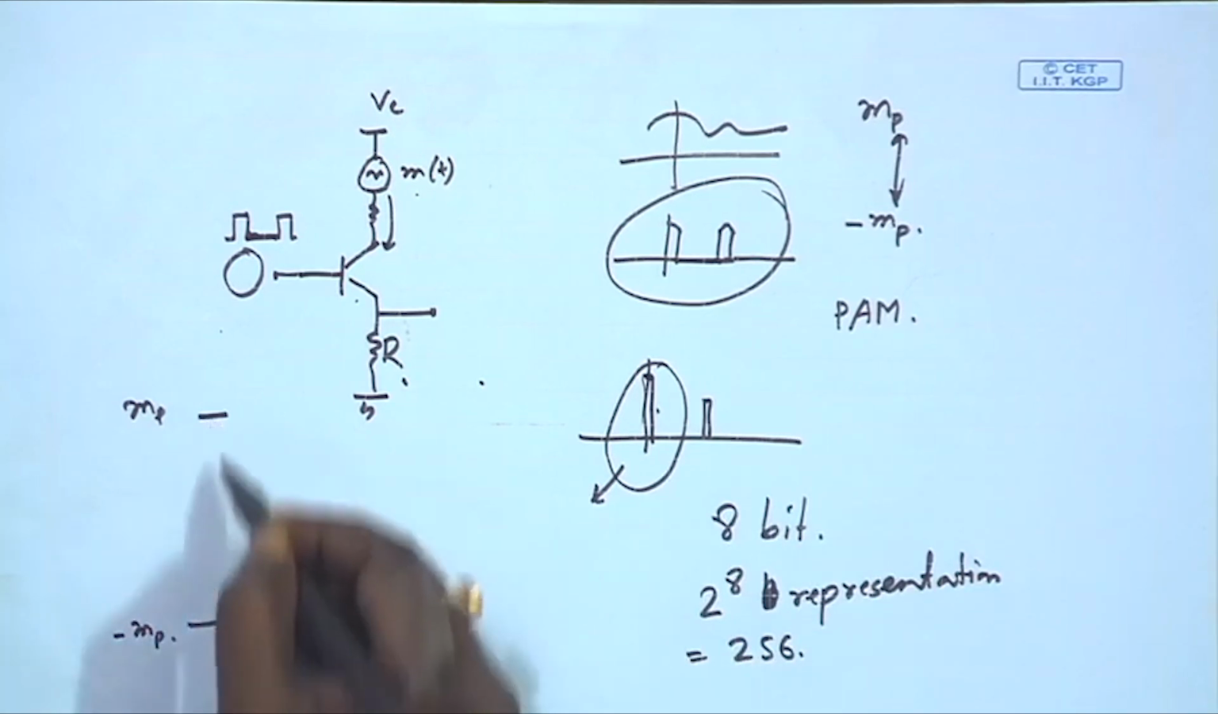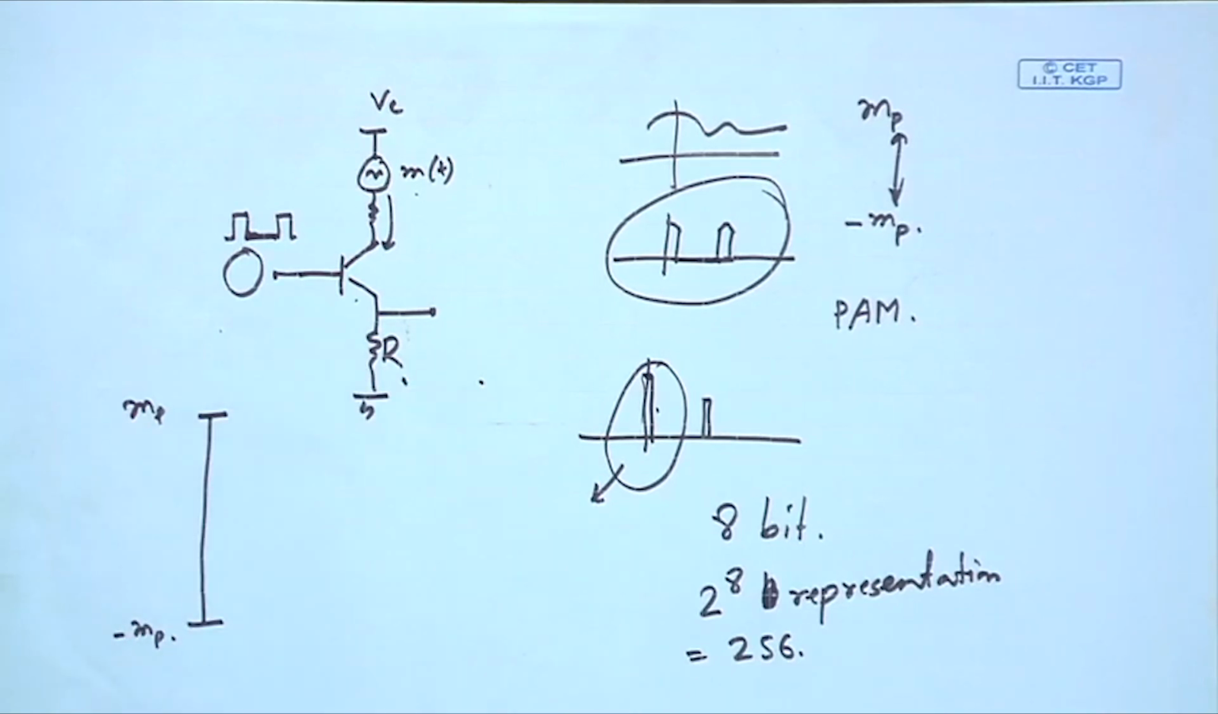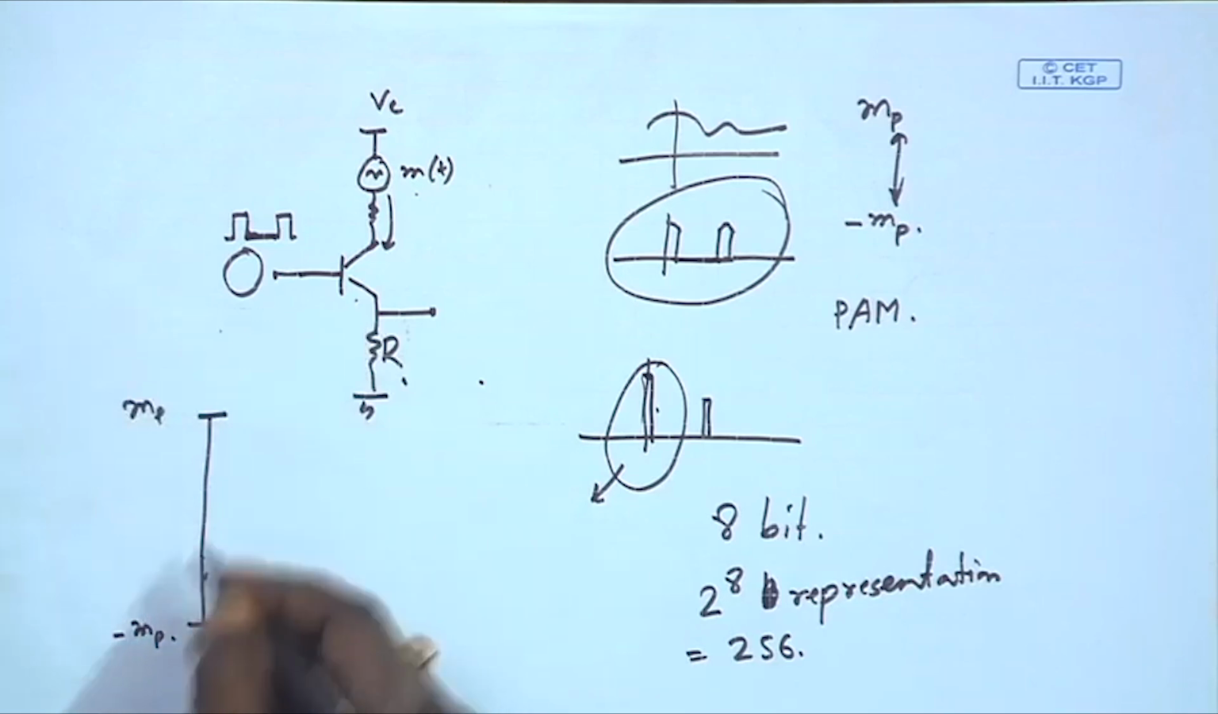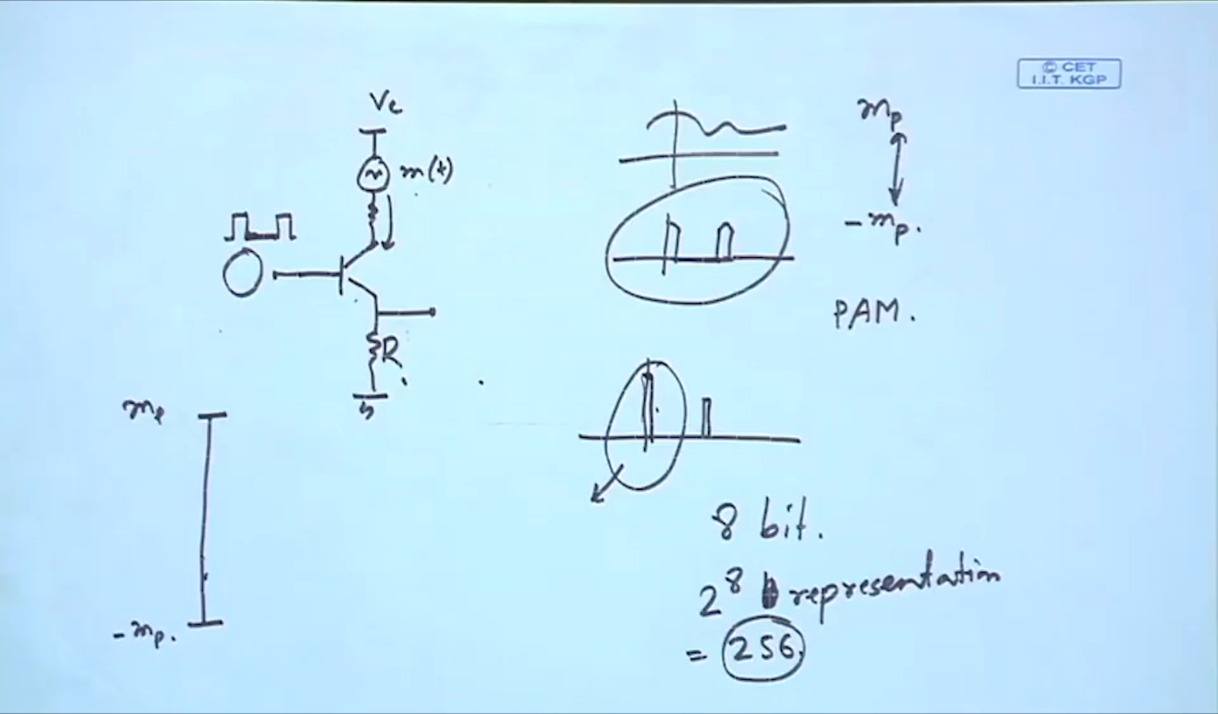But within this plus Mp to minus Mp, the signal is analog. So, how many representations are there? Infinite representations. Every voltage is a possible representation, but I only have a restricted number of representations. So, what I do is a very important part where you go from analog communication to digital communication. You employ a method which is called quantization. So, what does that mean?